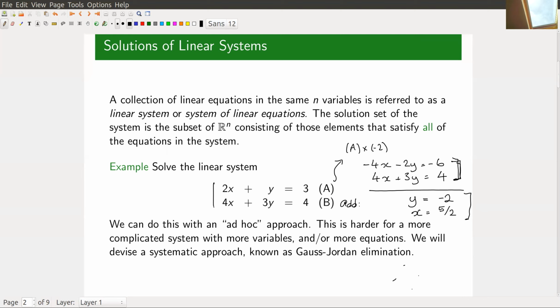The first one would say 5 minus 2 equals 3, which is certainly true. And the second would say 4 times 5 over 2, which is 10, plus 3 times minus 2 equals 4, which is also true.